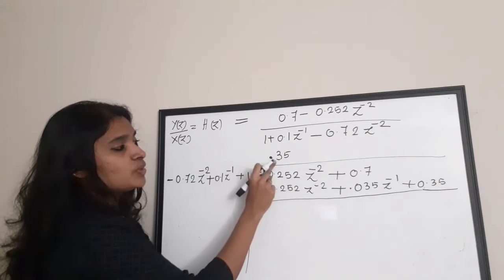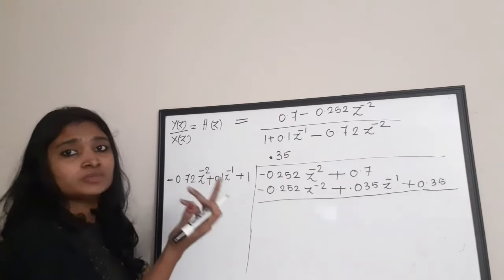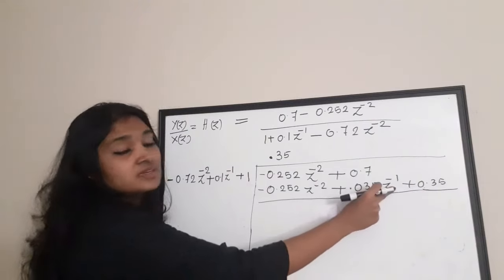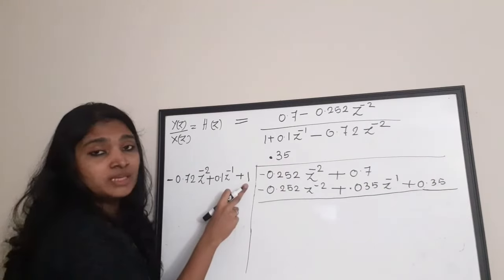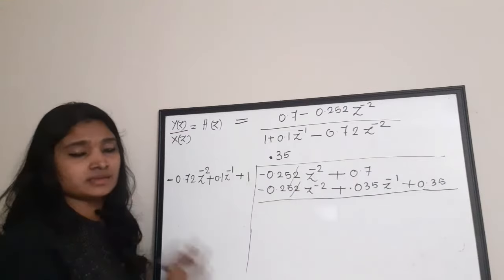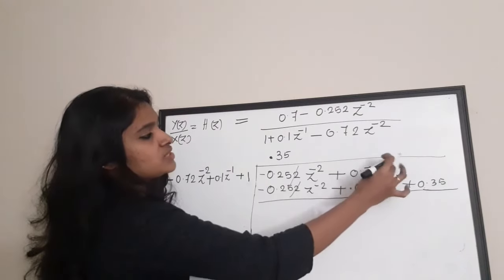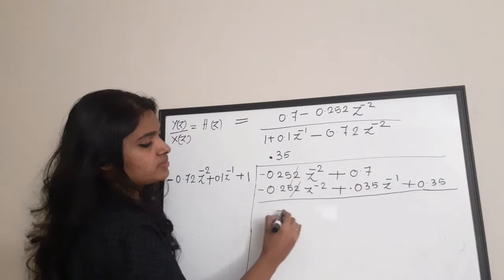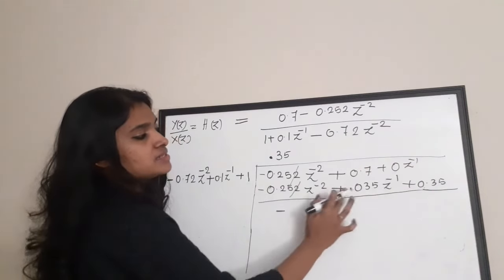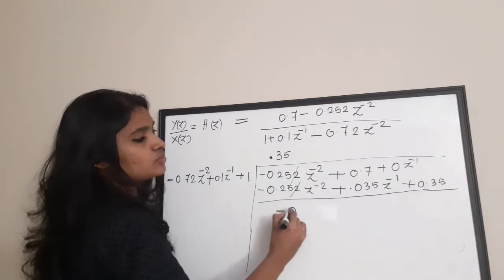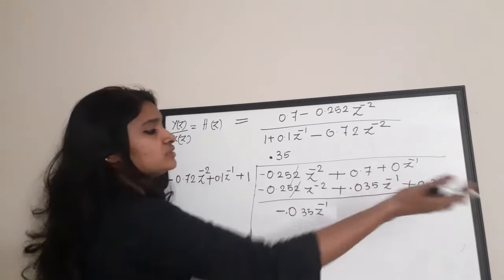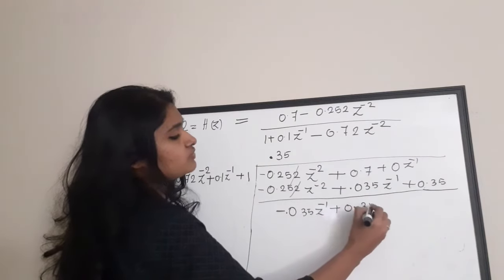Then, again multiply this 0.35 with this term. You know how to perform division, right? So 0.35 into 0.1 z raised to minus 1 will be 0.035 z raised to minus 1. And then 0.35 into 1 will be 0.35. Okay. Now cancel these two terms and write the remainder. There is no z raised to minus 1 term to subtract, so I can write 0 z raised to minus 1. So 0 z raised to minus 1 minus this one will be equal to minus 0.035 z raised to minus 1. Now 0.7 minus 0.35 is plus 0.35.